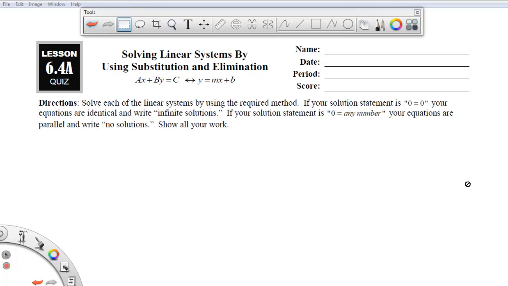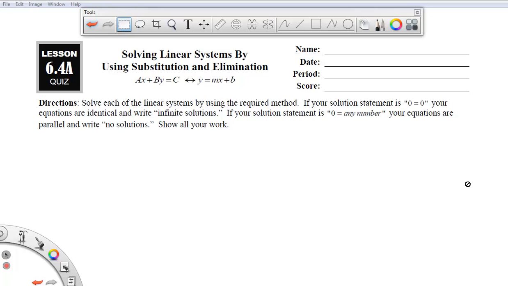So directions: solve each of the linear systems by using the required method. If your solution statement is 0 equals 0, your equations are identical and write infinite solutions. I think we understand by now that if we have identical equations, when we graph those equations, the lines are identical lines, and so we'll have infinite solutions. Those lines touch each other in every spot. Every point is identical for one line versus the other.